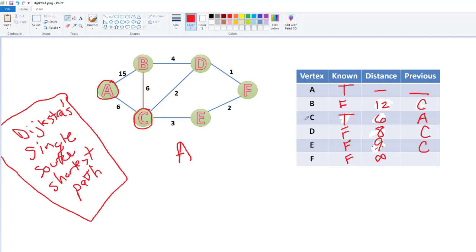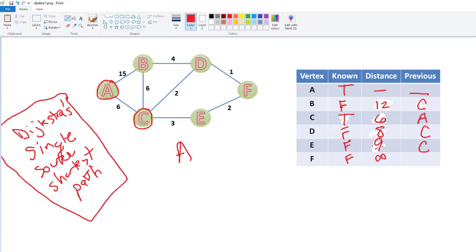I continue with the algorithm. I look at the ones that are still labeled as false, F, F, F, F, and I look for the one that has the smallest distance from the single source. C is already marked true, so we ignore that.